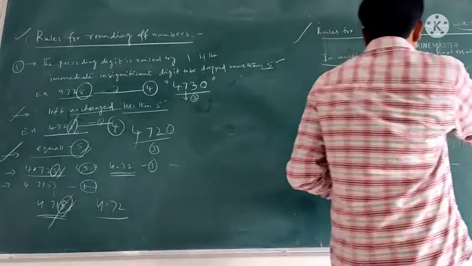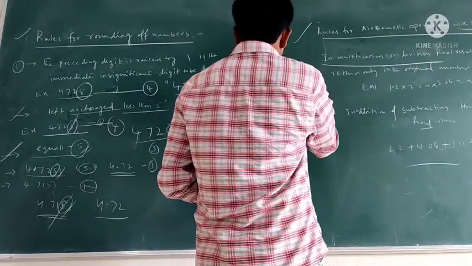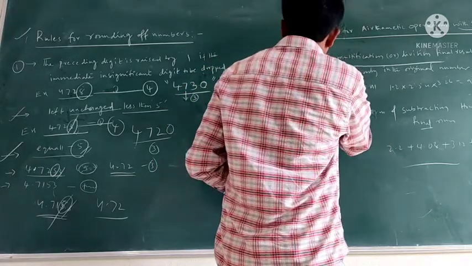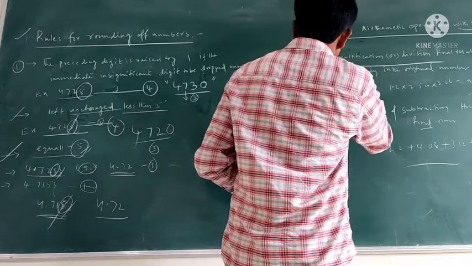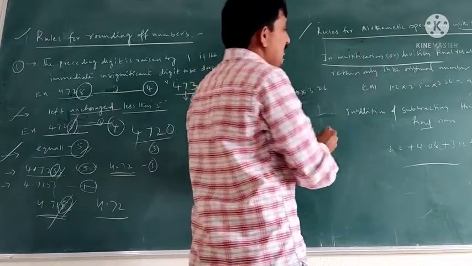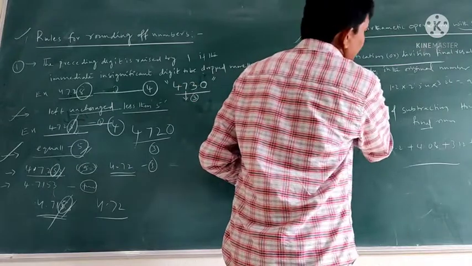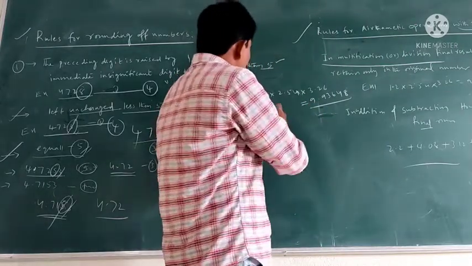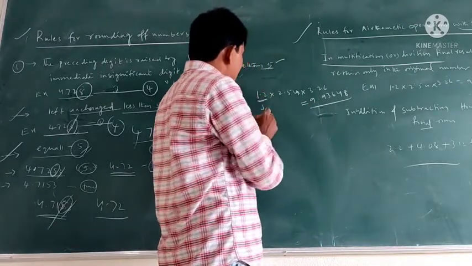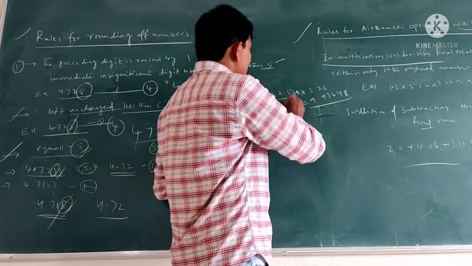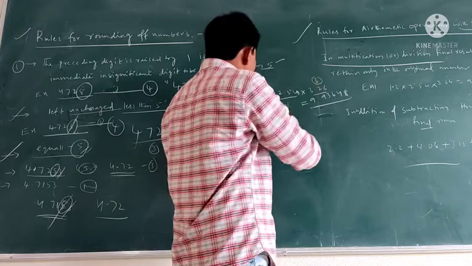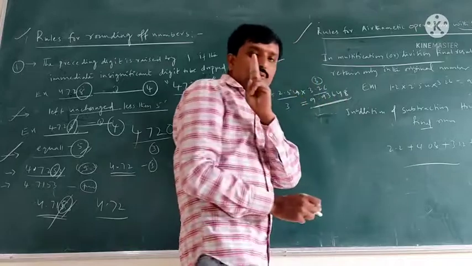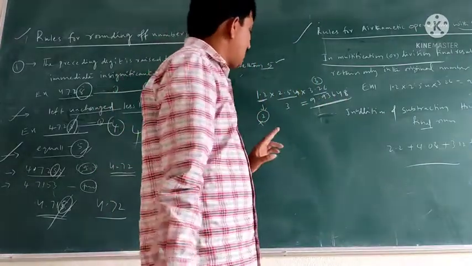For example, if you take 1.2 into 2.54 into 3.26, you are multiplying 3 terms. What is the value? Approximately 9.93648. This is the resultant value. So what happened? How many significant figures are in this term? 2. In this term, 3. In this term, 3. The least is 2. Right? So the resultant also has 2 significant figures.